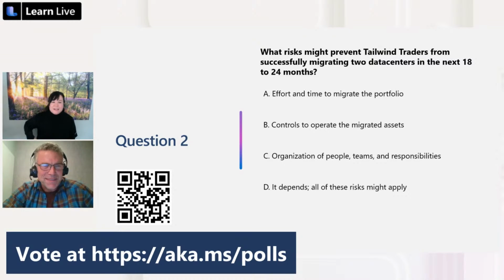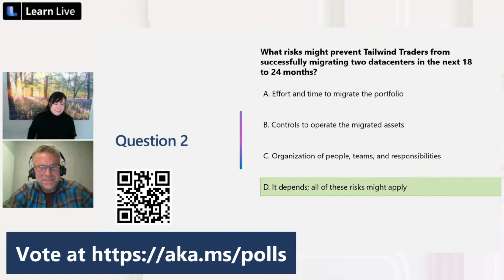Good. And then what risks might prevent Tailwind Traders from successfully migrating their data centers in the next 18 to 24 months? Effort and time to migrate the portfolio, controls to operate the migrated assets, organization of people, teams, and responsibilities, or it depends. All of these risks might apply. I always call D the IT answer, right? It depends. I always say that when a student asks me a question: well, it depends. Let me give you the IT answer. So it depends, because they might all apply.